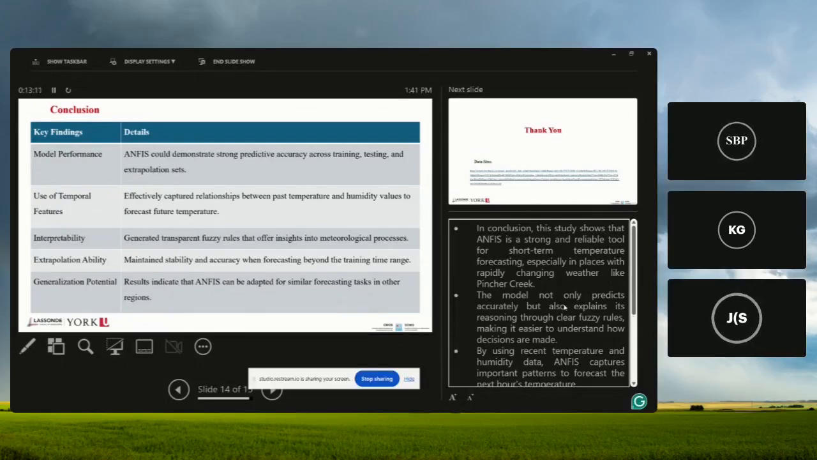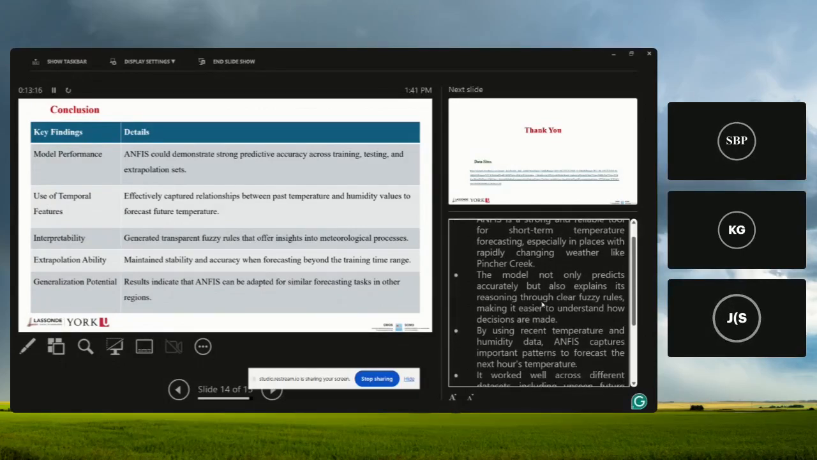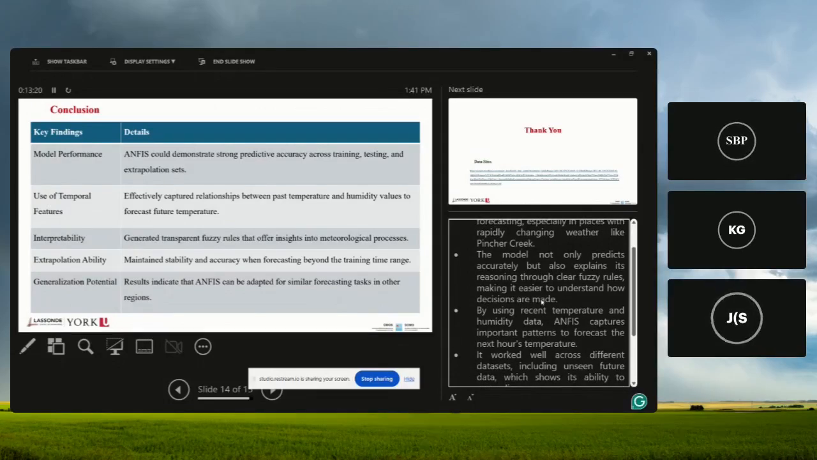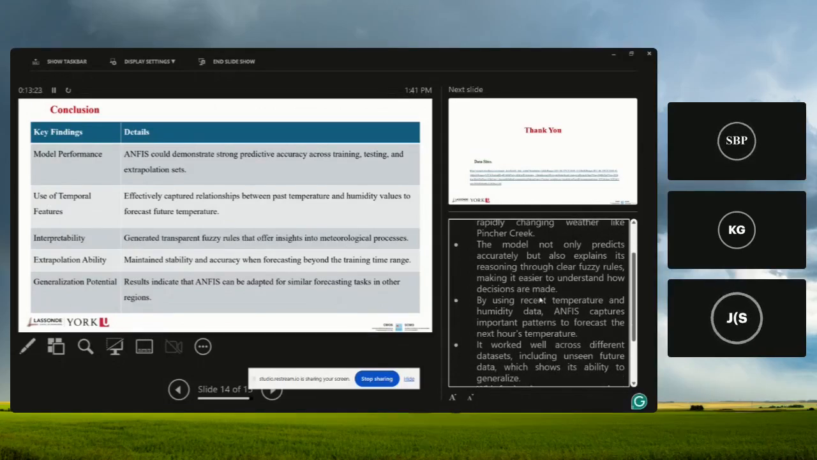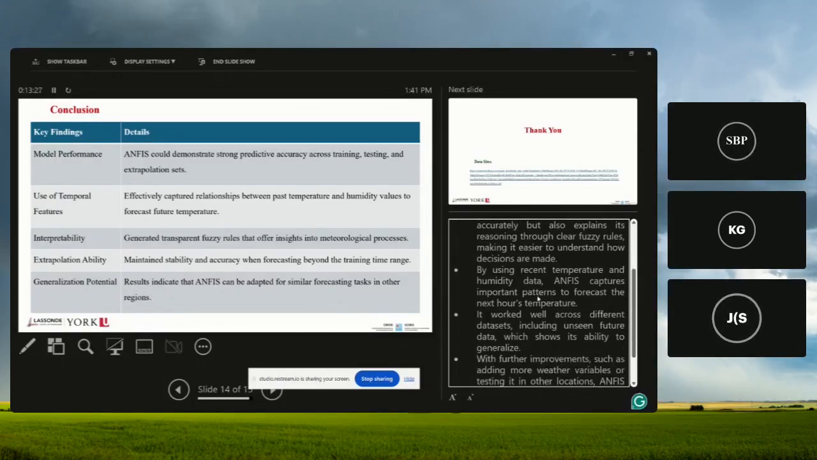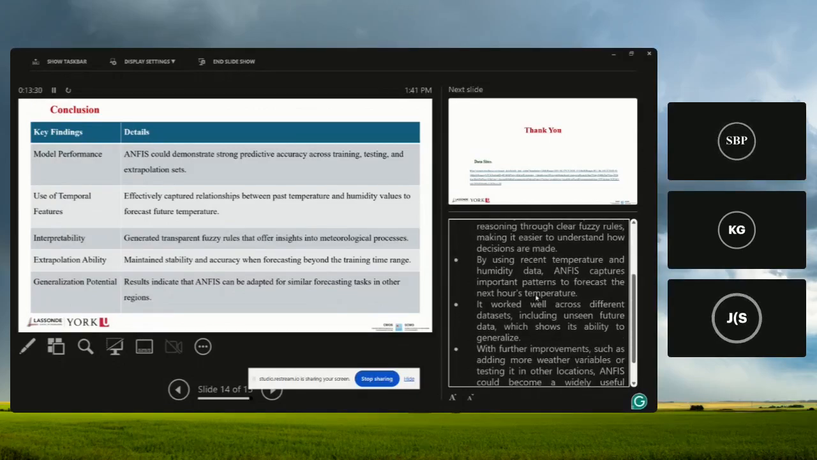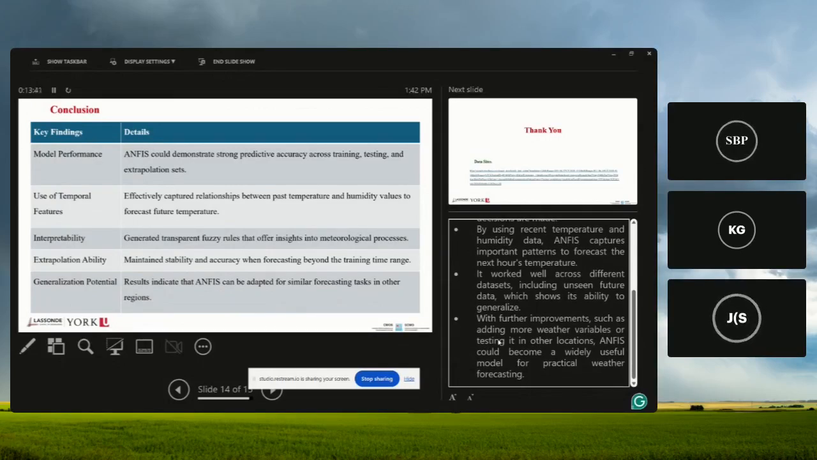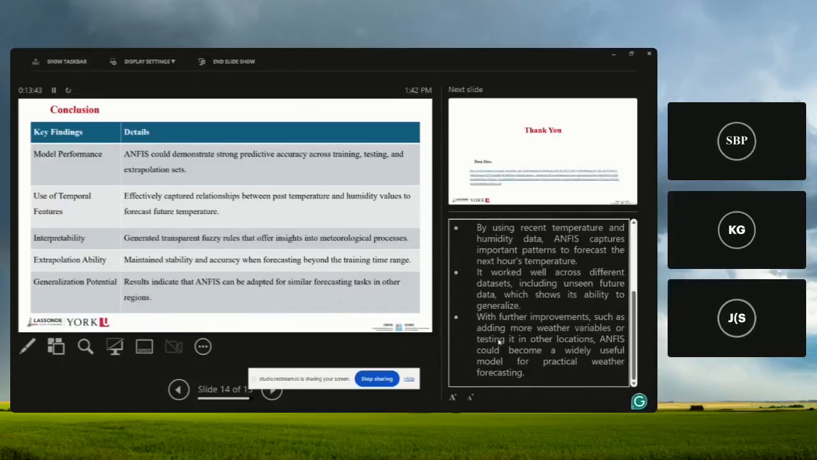By using recent temperature and humidity data, ANFIS captures important patterns to forecast the next hour's temperature. It worked well across different data sets, including unseen future data, which shows its ability to generalize. With further improvements, such as adding more weather variables or testing in other locations, ANFIS could become a widely useful model for practical weather forecasting.